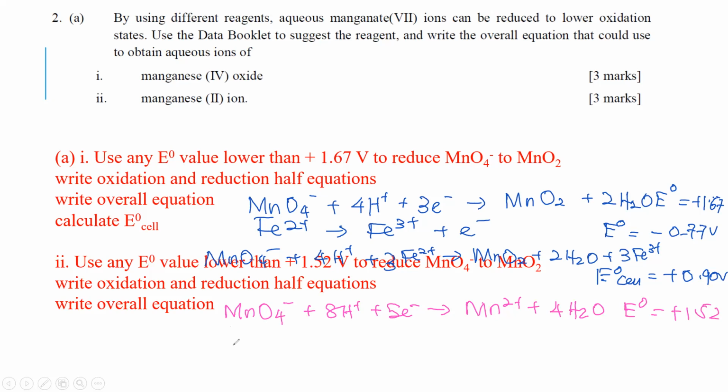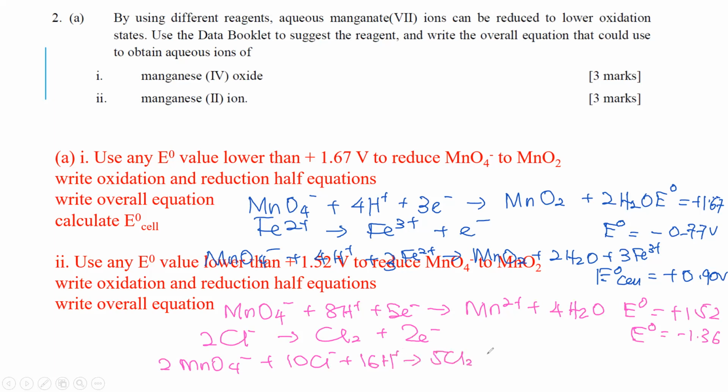So let's say you want to use chlorine, Cl2 plus 2e minus giving 2Cl minus, 1.36, for example. Okay, so your overall equation will be 2MnO4 minus plus 10Cl minus plus 16H plus giving 5Cl2 plus 2Mn2 plus plus 8H2O. So E cell is equal to positive 0.64. Okay, so that is how you are going to deduce the overall equation, right?